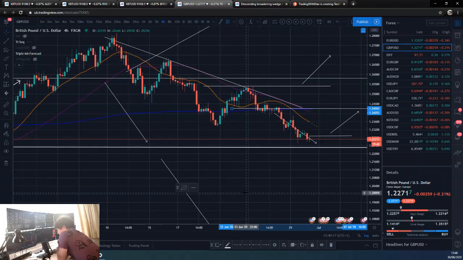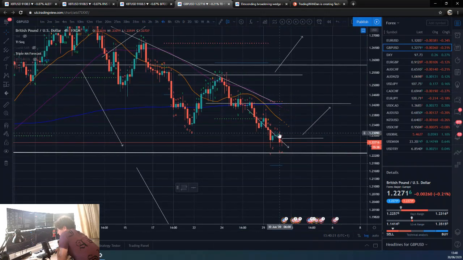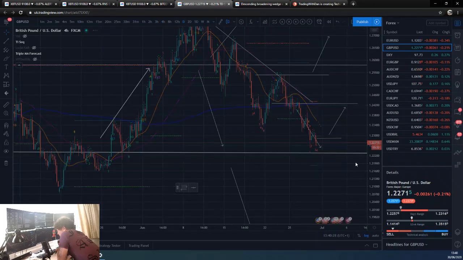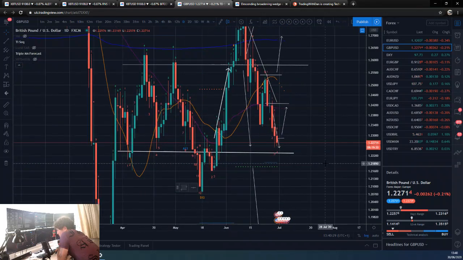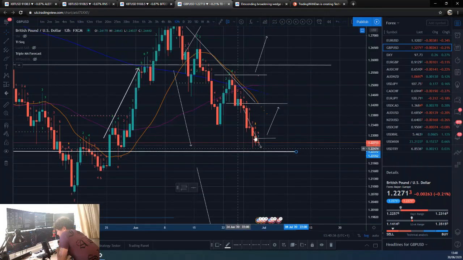So I will be looking for more weakness, but obviously after we play out the bounce off the 12 hour 9, if we are indeed going to play one. If we don't, however, and this candle ends up closing below the 12 hour 9, if we then break below that, especially below this line here, I just expect more continuation.